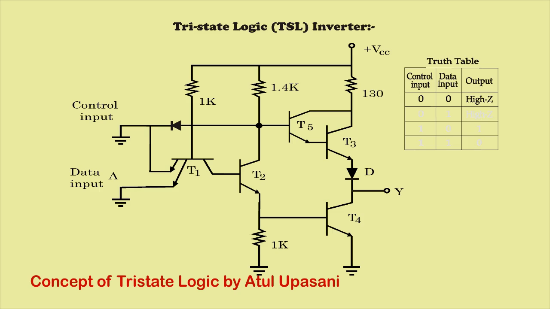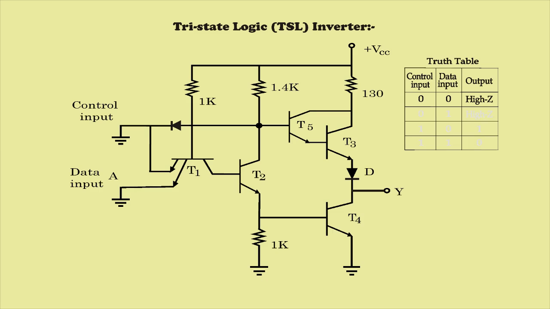Why? Because in this case, the diode cathode is connected to the negative terminal and the anode is connected to the positive terminal through the 1.4 kilo ohm resistor towards positive VCC. So in this way, this diode is getting forward bias. If the diode is forward biased, all the current from the power supply will enter the 1.4 kilo ohm resistor and sink towards the ground through diode D. So no current will flow towards transistor T2.